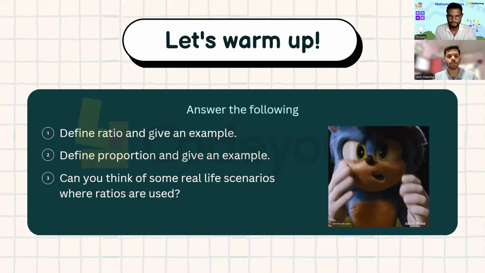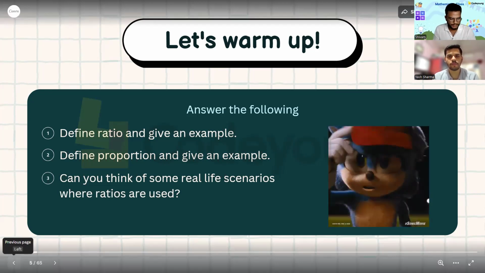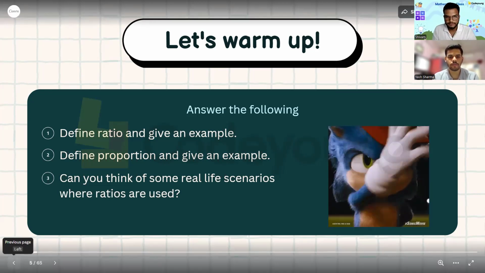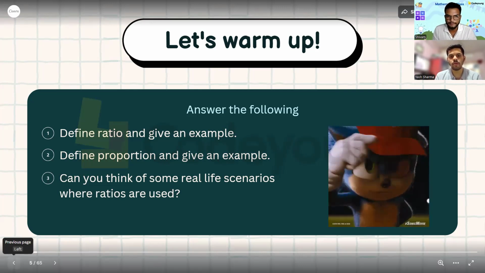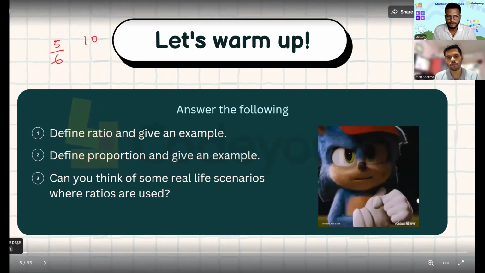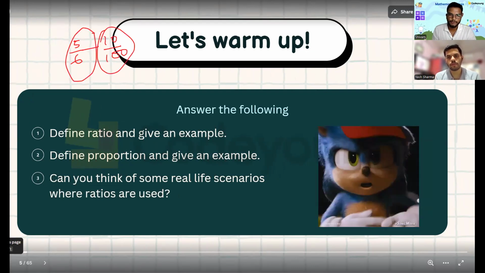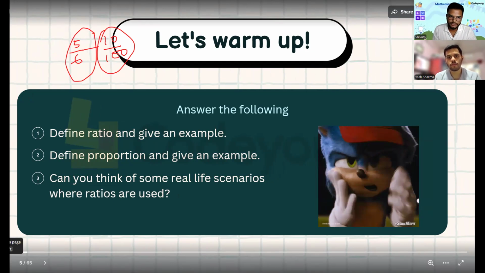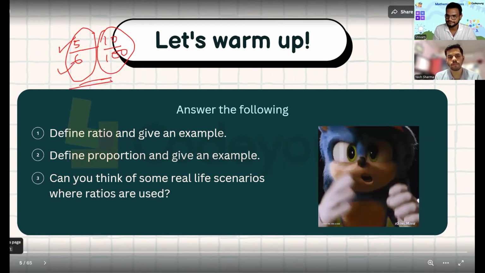Ratio is a comparison between two similar quantities. Yeah, you already know it. It is a comparison of two or more quantities. It can be like 5 upon 6 or 10 upon 100. If this kind of number is written, then you will say it is a ratio, a ratio of two numbers, right?